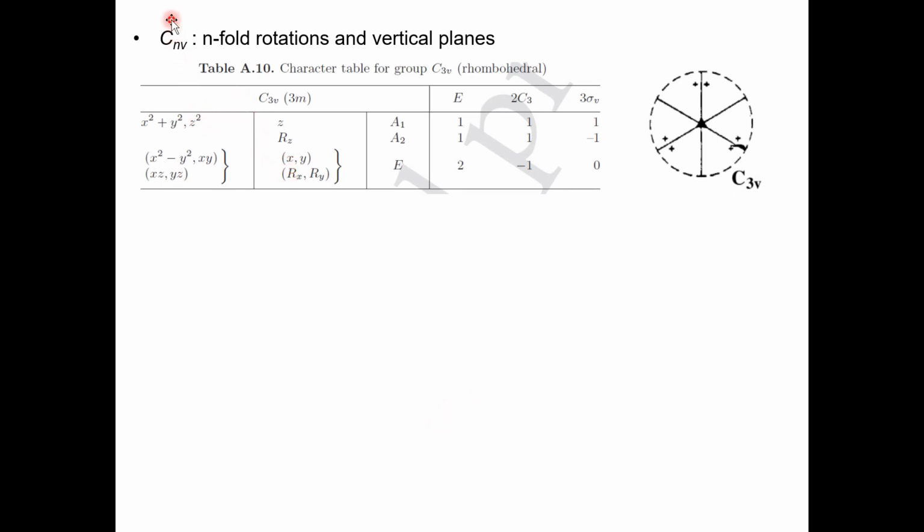Instead of Cn, we can have groups CnV, in which we have these n-fold rotations combined with the vertical planes that we have discussed. For instance, we have C3V, C4V, C6V, and so on and so forth. This is an example for the character table of group C3V. As you see, besides the C3 rotations by plus or minus 2 pi over 3, you have also this sigma V, which is the 3 vertical planes that you have.